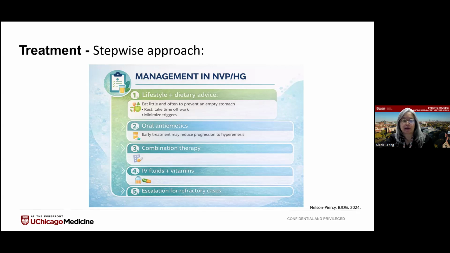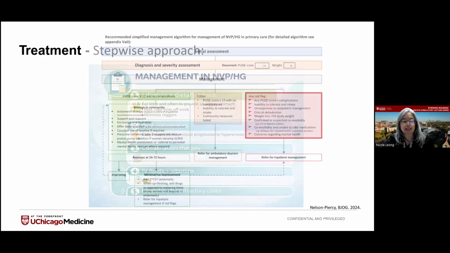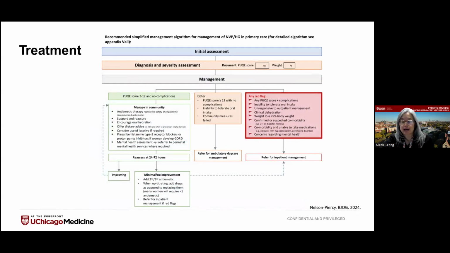We'll talk about what's available and trying to get a handle on their nausea and vomiting before it gets too severe. And then we can offer IV fluids, and we'll talk about the vitamins that we should be adding to our IV fluids. And then, of course, if something is not working, how do we escalate to the next step to inpatient management? What do we need to do from there? And then this is more of a detailed algorithm of what I just mentioned, and how we would want to manage things.